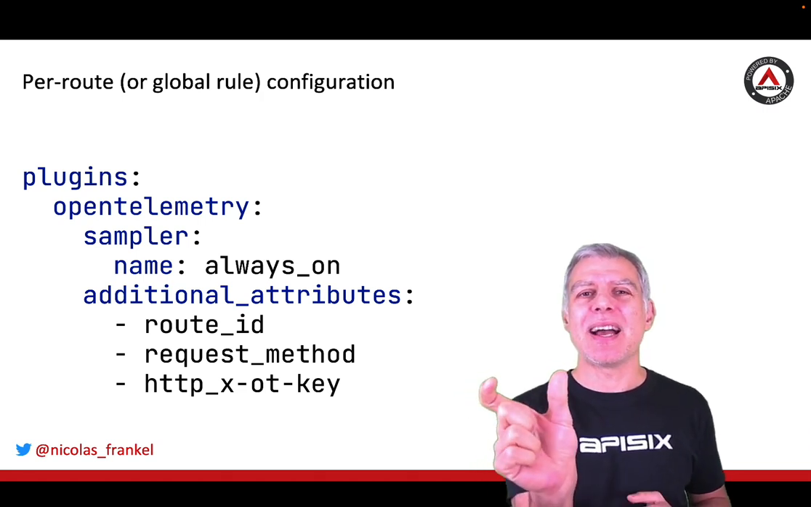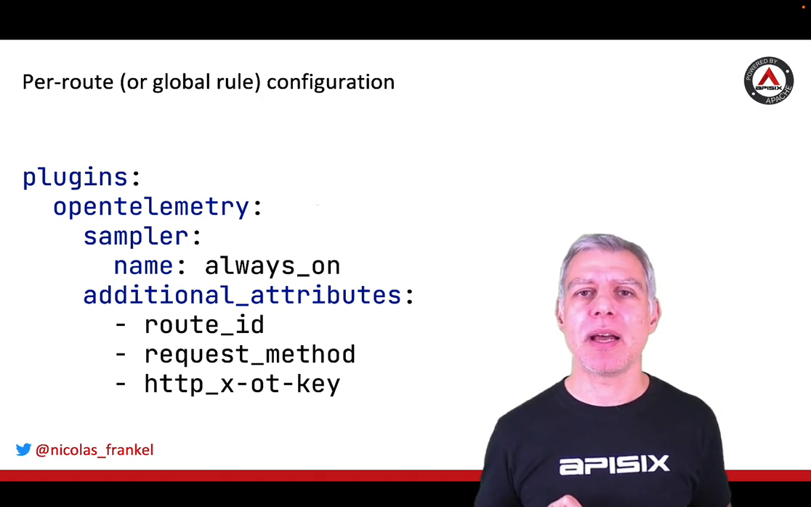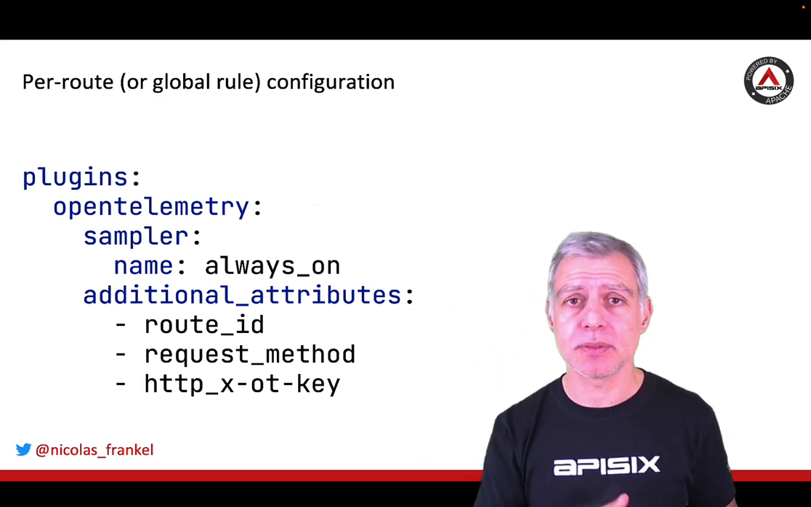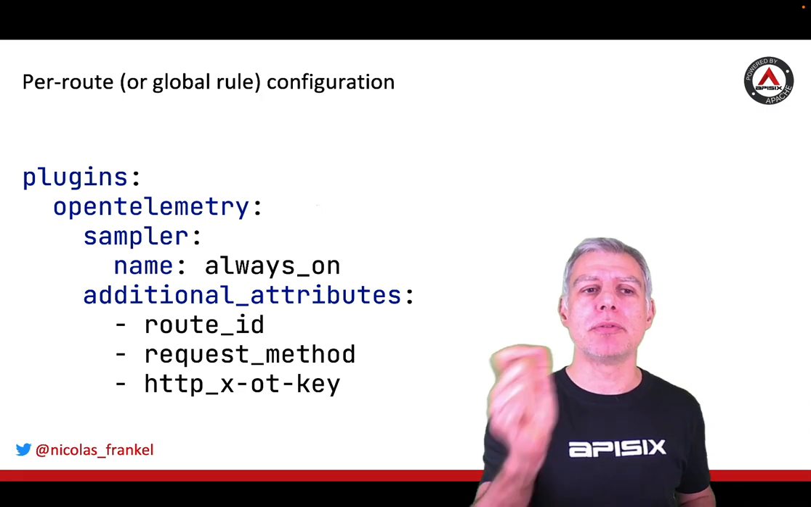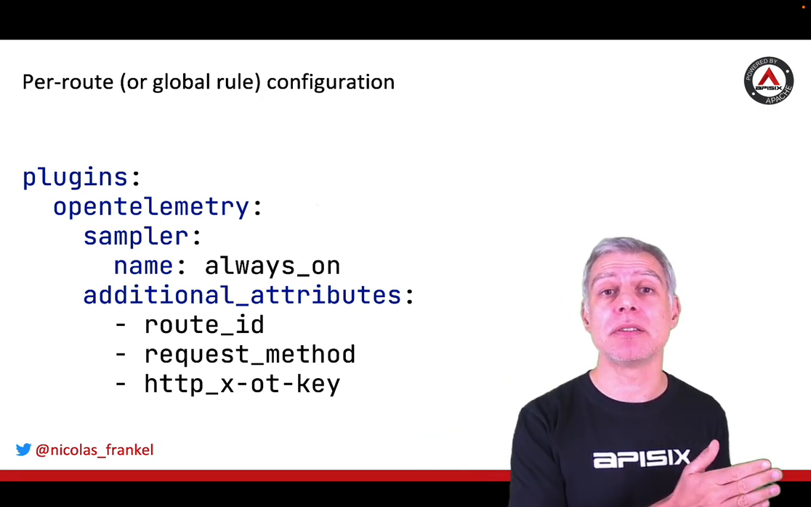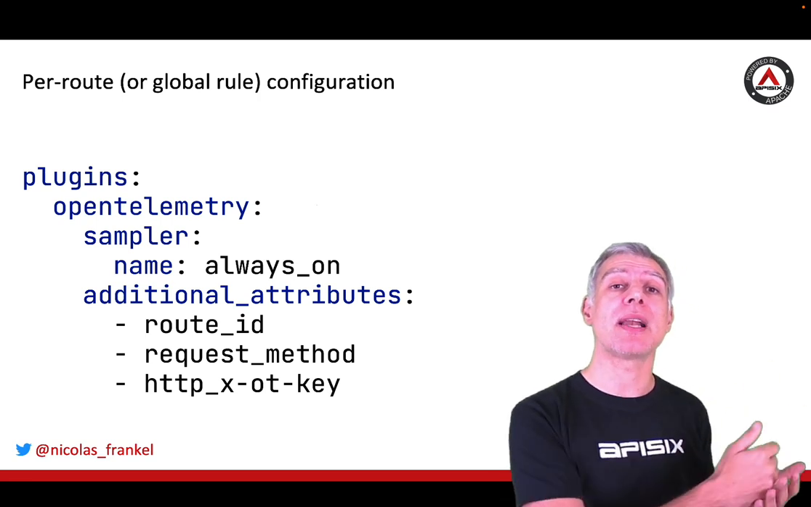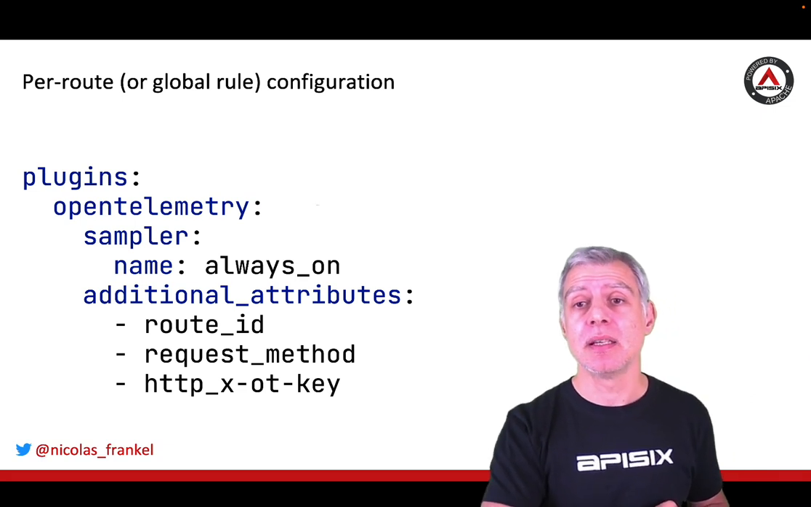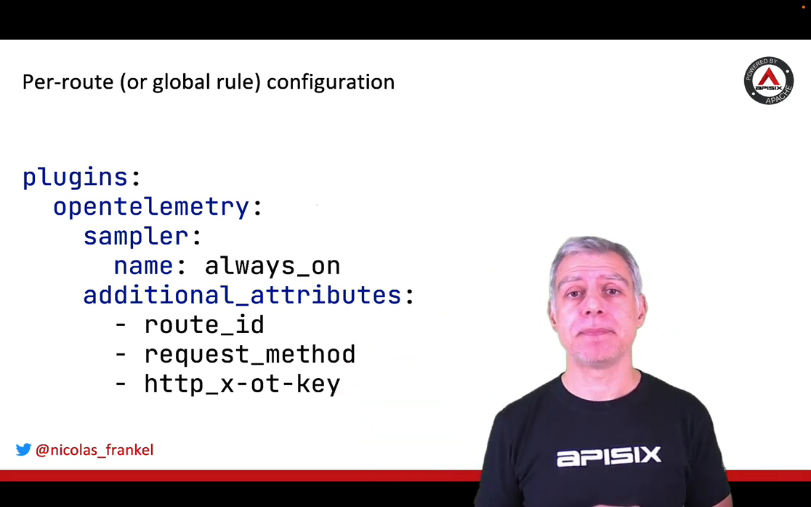And then you can log additional attributes. So here, for example, I decided, for no reason but for demo purposes, to have the route ID, the request method, and an additional header. So if I can pass some headers through the client, they will be traced along the span.